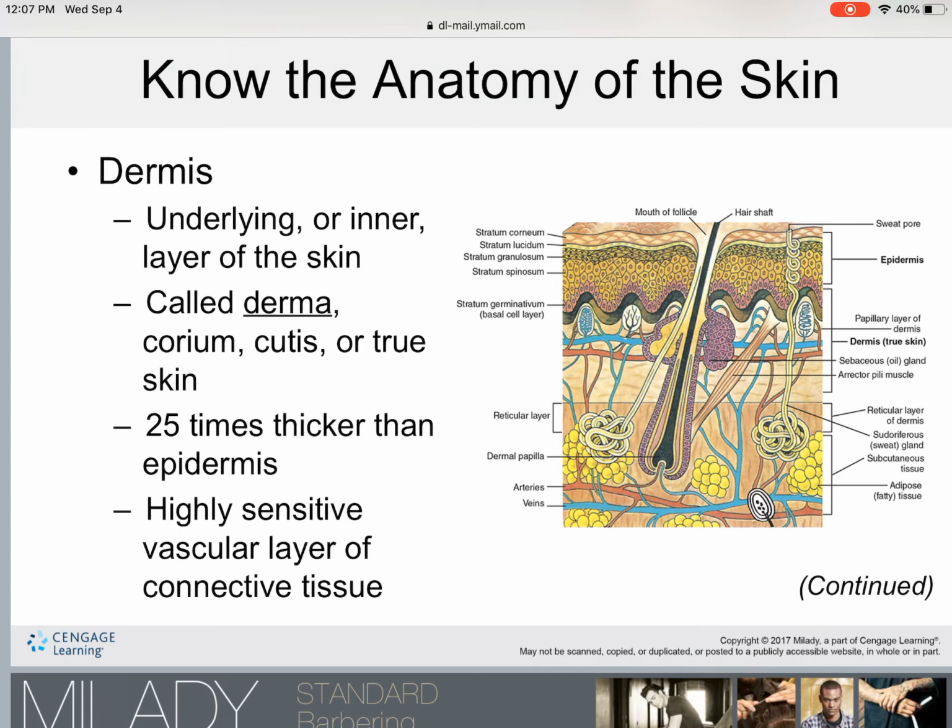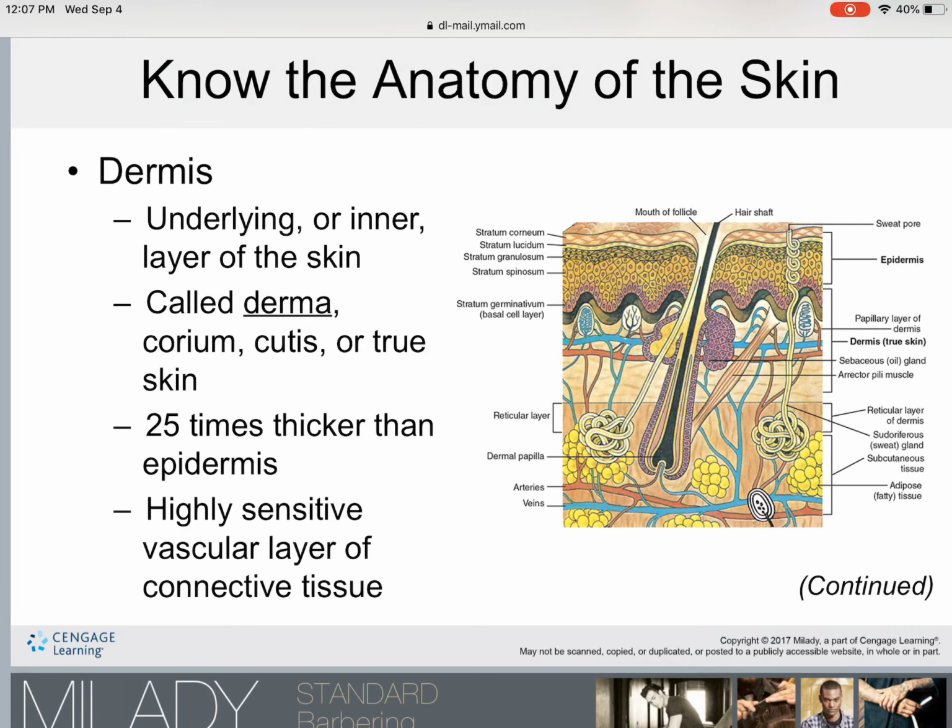The dermis is actually roughly 25 times thicker than the epidermis, and it consists of a highly sensitive vascular layer of connective tissue. Within its structure are numerous blood vessels, nerves, lymph and oil glands, hair follicles, erector pili muscles, and papillae. The dermis consists of two layers, the papillary or superficial layer, and the reticular or deeper layer.